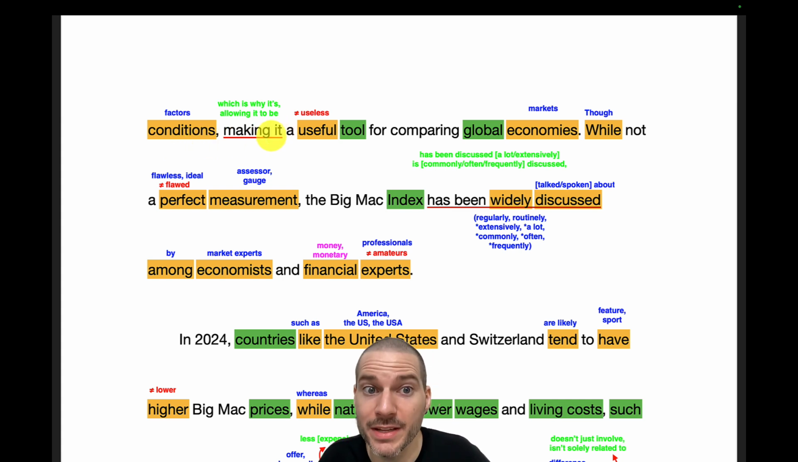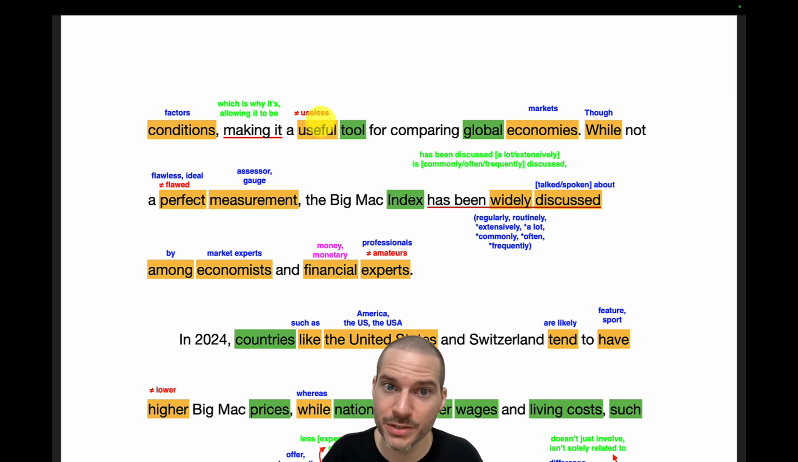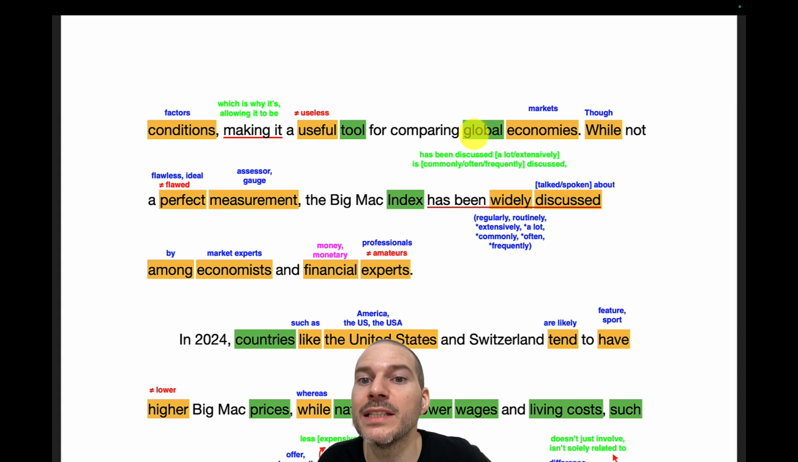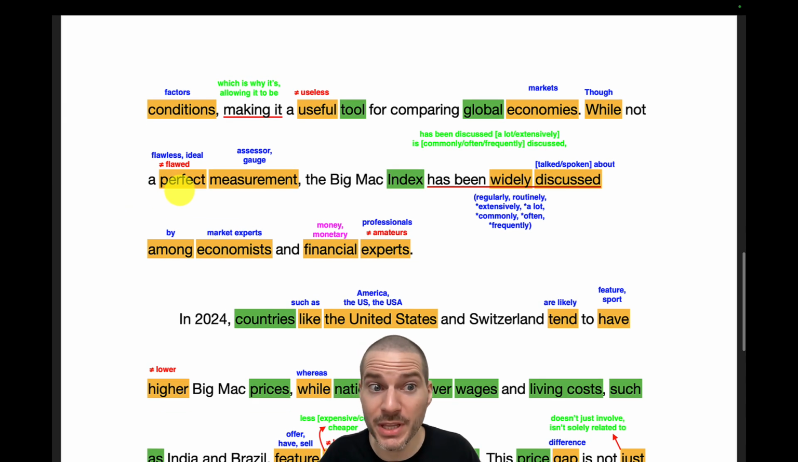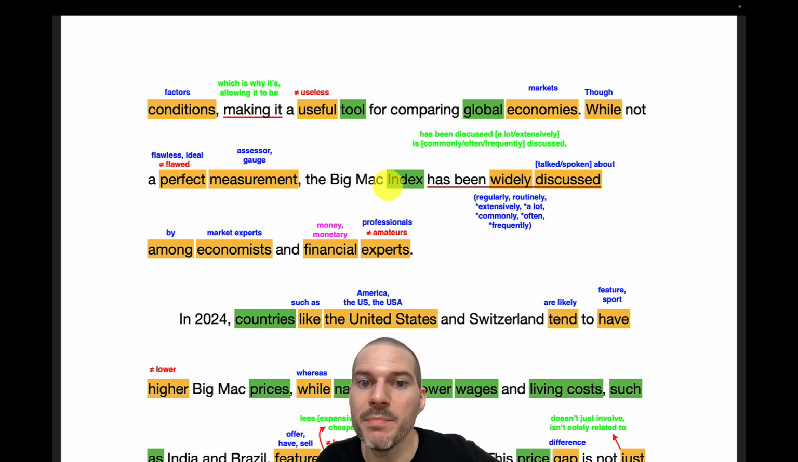Making it, remember, it is the index. I reworded this, which is why it's a useful tool, or we can say allowing it to be a useful tool. And useful, the antonym is useless. So tool for comparing global or international economies or markets, while or though not a perfect. So if something is perfect, there is nothing wrong with it. This is not perfect though. Perfect means it's flawless or ideal, okay? The antonym is flawed. Measurement, you can say assessor or gauge. The Big Mac index has been widely.